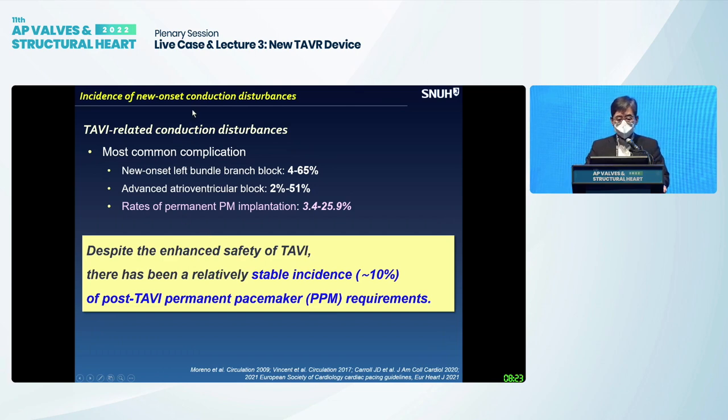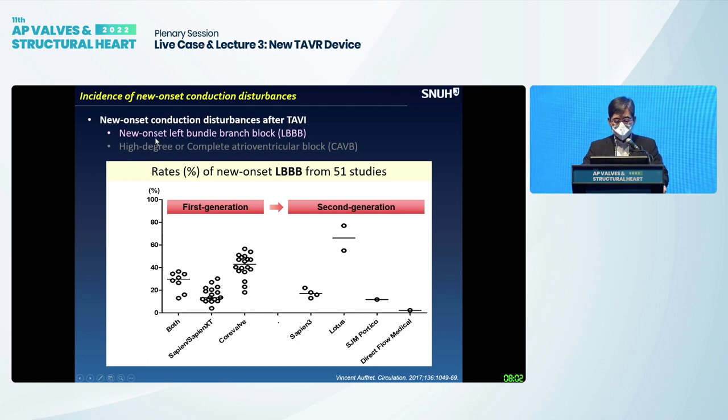What's the incidence of new onset conduction abnormality after TAVI? It varies depending on the cohort. The important rate of permanent pacemaker implantation is about 10%, even in the next generation TAVI era. Here is the incidence of new onset LBBB among various kinds of TAVI devices. In the first generation Sapien XT, about 15%, core valve around 40%, and Lotus more than 50%. With Sapien 3, the rate has not decreased.